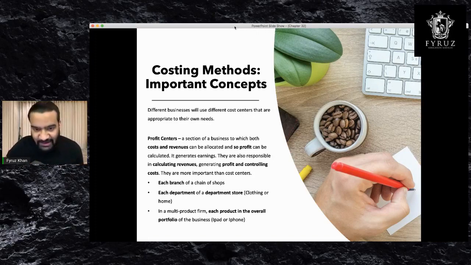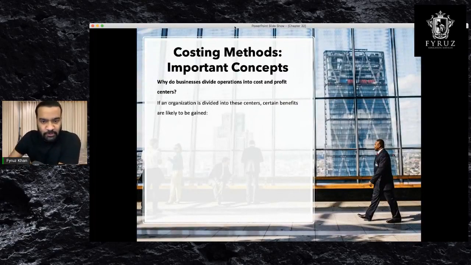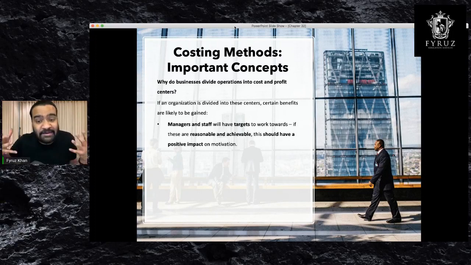So let's go ahead and talk about it. Why do businesses divide operations into cost centers and profit centers? You might ask, why do we have cost centers and profit centers? Because managers and staff will have certain targets to work towards. When you're working in a big business, there may be a lot of units and departments, and dividing them into profit and cost centers will help you understand how each unit is doing.